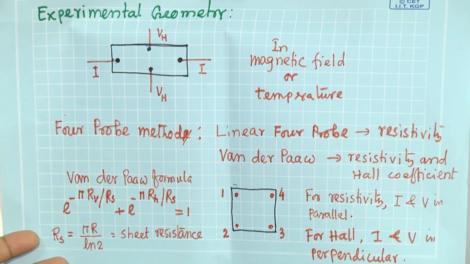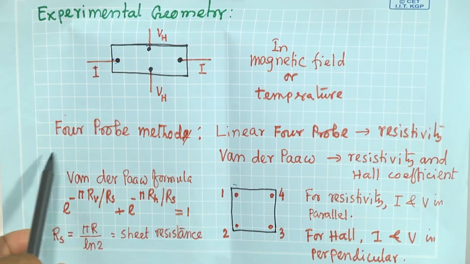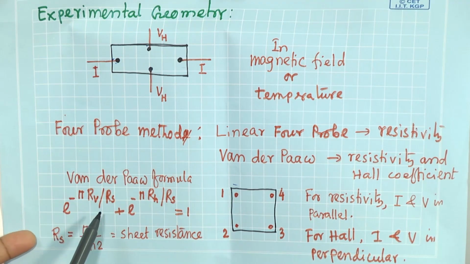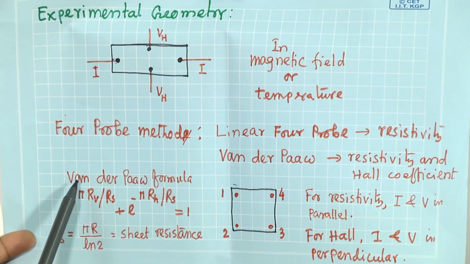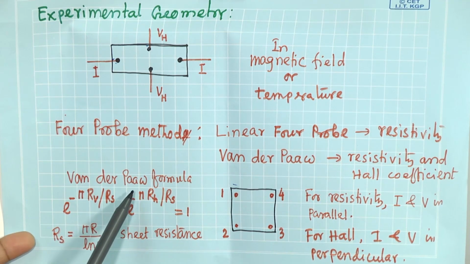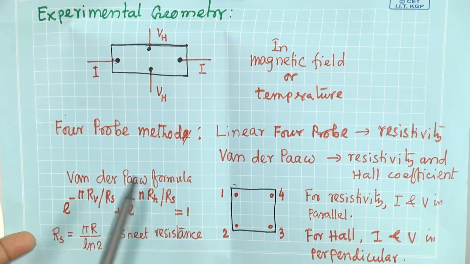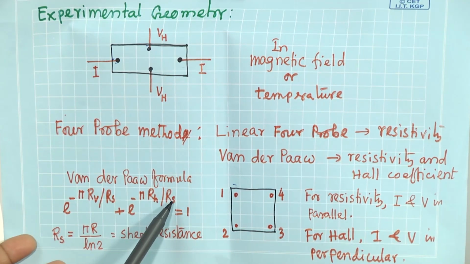So the Van der Pauw formula is e to the power minus pi RV by RS plus e to the power minus pi RH by RS equal to 1. RS is called the sheet resistance, and one can derive this formula: RS equal to pi R by natural log 2. Okay, so this R is the resistance.